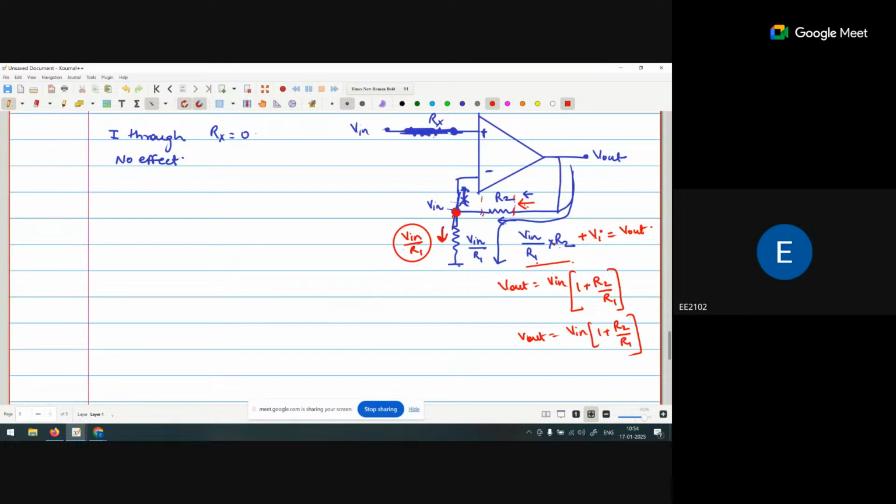You can go with any of the methods, the V out equation will be the same, that is V in times 1 plus R2 by R1.